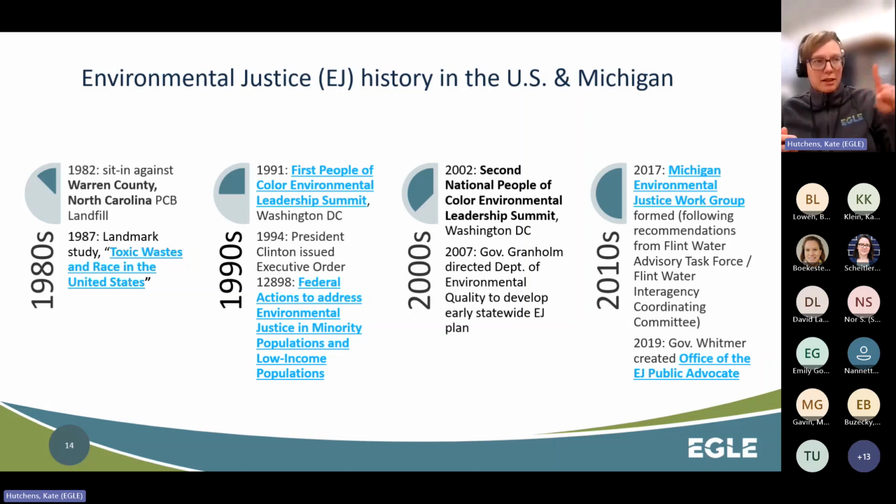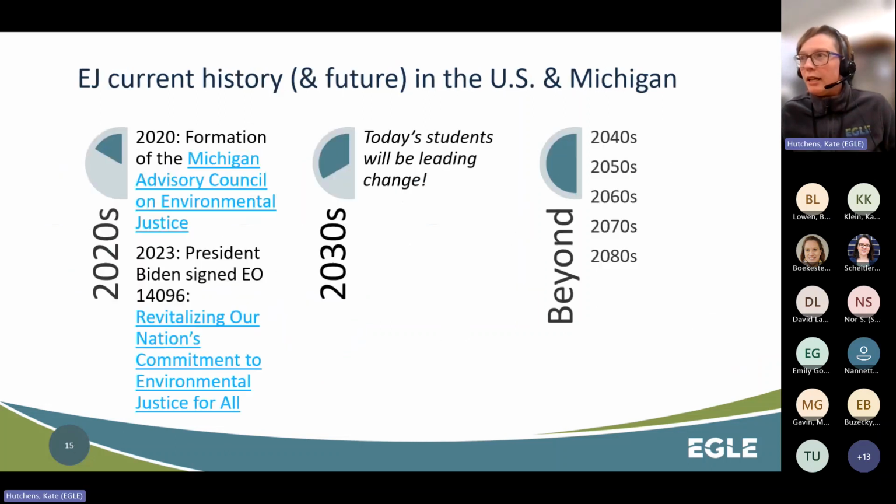And I'm going to refer back to that work group in a second. And then Governor Whitmer created the Office of the Environmental Justice Public Advocate in 2019. And then there's been a few things, even just in the last few years. It's actually been quite a time to be in government work around environmental justice. There's a reason that it's very much an expanding space of work for a lot of different levels of government right now.